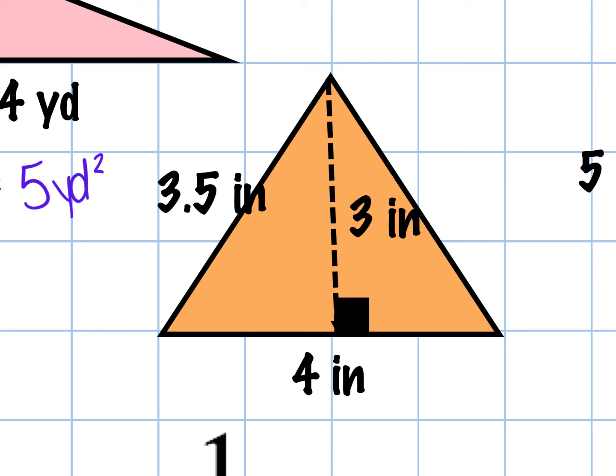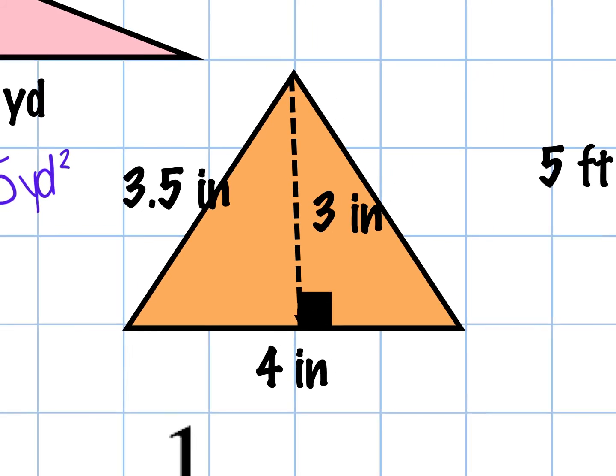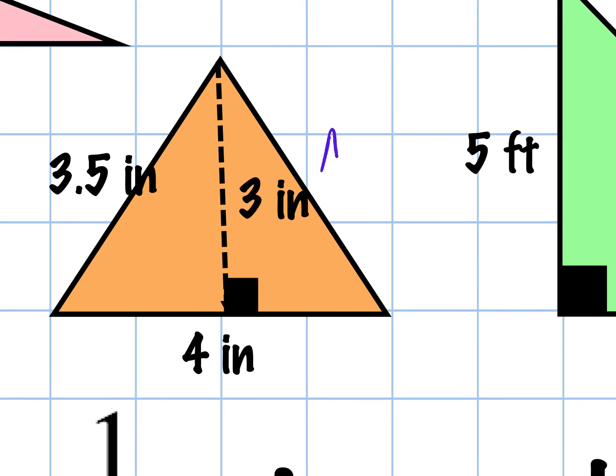Vivian? 4 and 3. Good, the right angle is 4 and 3. So for my area, I'm going to do 4 times 3 and then divide it by 2, which gives me 6 inches squared. Very good.